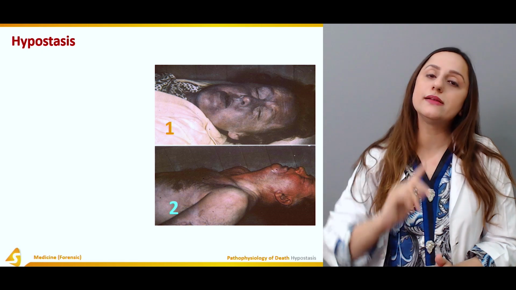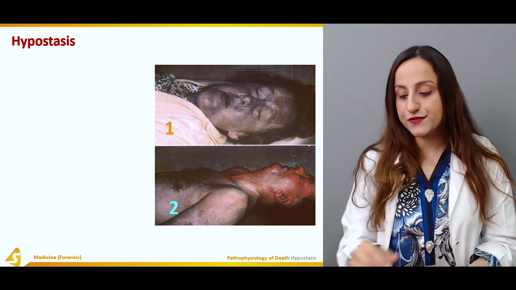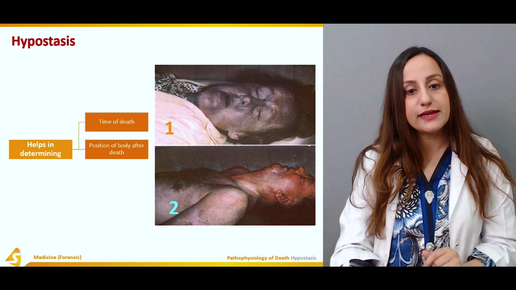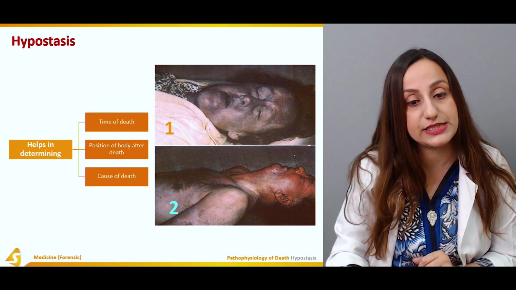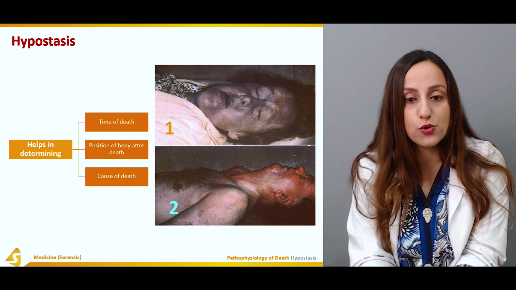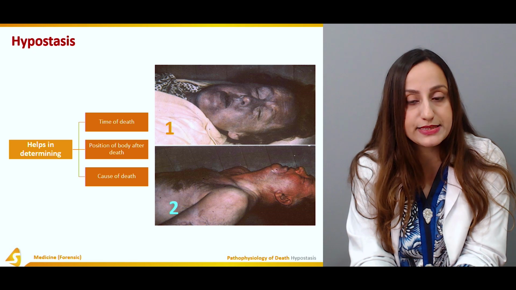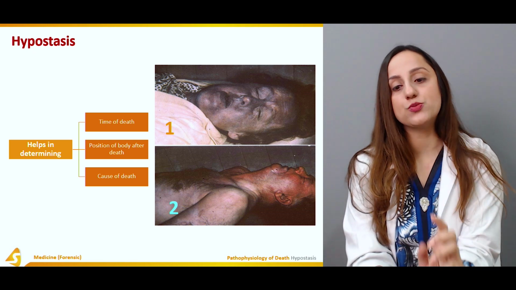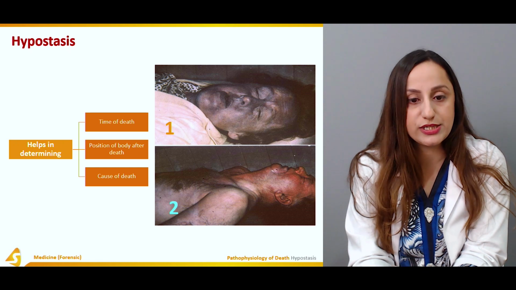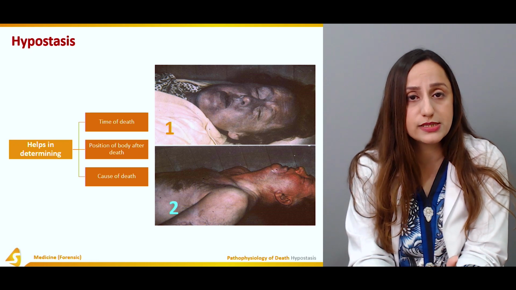So as I've already told you, in most of the cases a normal hypostasis is reddish or bluish in color. But there are a lot of cases which will signify and help in determining the time of death, the position of the body after death, and the cause of death, as we can see in these cases. Now, the case shown on the first slide is the case of hydrogen cyanide poisoning, which will give a bluish tinge to the postmortem staining. And in the second slide, the postmortem lividity is cherry red in color, which will point towards carbon monoxide poisoning. So the color of the hypostasis can point towards the cause of death.